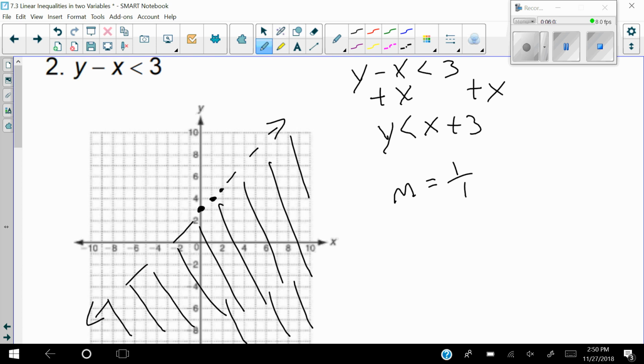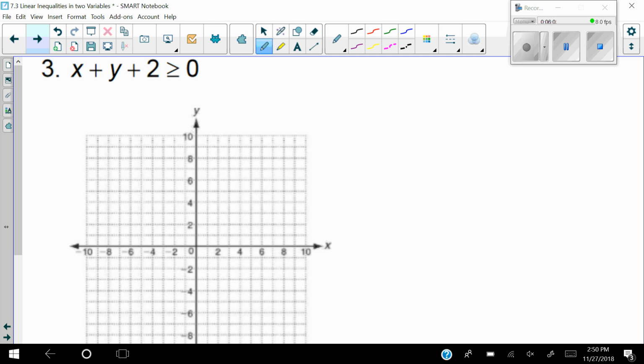Okay, let's take a look at one more example. Okay, on this one, again, we want to solve for y. So that's the first thing. I'm going to rewrite the equation. X plus y plus 2 greater than or equal to 0. All right, and I'm going to solve for y. So I want to subtract the x on both sides and the 2 on both sides. I'm going to move on this side with the 0. So I end up with a negative x over here and a negative 2 over here.